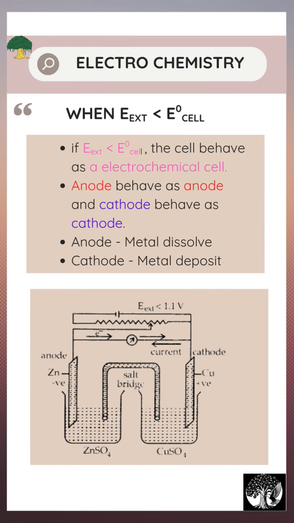When E external is lesser than E naught cell, the cell behaves as an electrochemical cell. Here the anode behaves as anode and the cathode behaves as cathode. Metal dissolves at the anode and metal always deposits at the cathode.